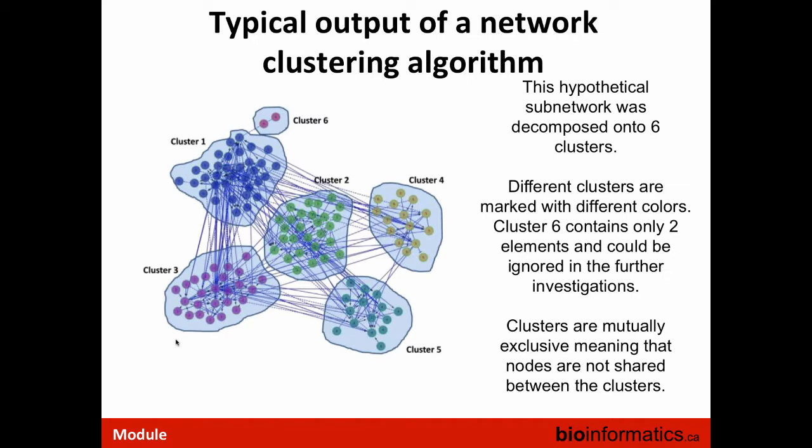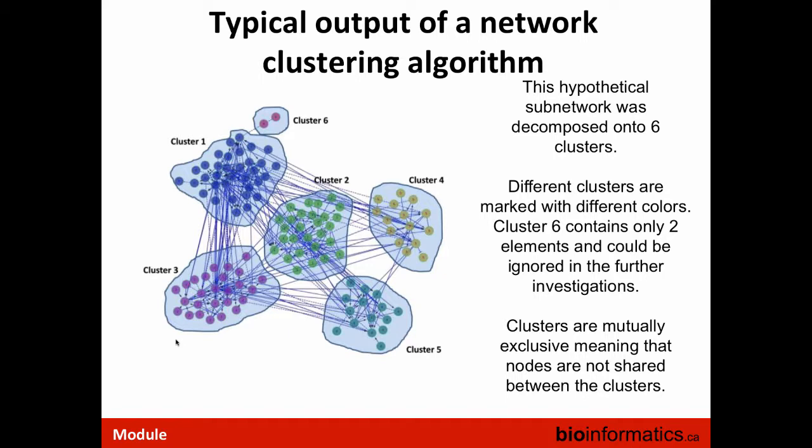Okay, so the typical output of this clustering is shown here. Basically, we've got a hypothetical subnetwork which is decomposed into six clusters. You can see that most of the clusters have 10 or more genes, and there is a higher degree of connectivity among the genes within the clusters, and some sparser connections between two clusters. One cluster, just to point out here, cluster 6, only has 2 interactions.